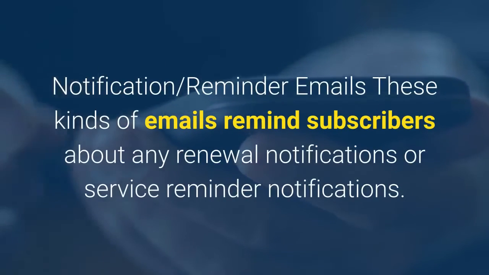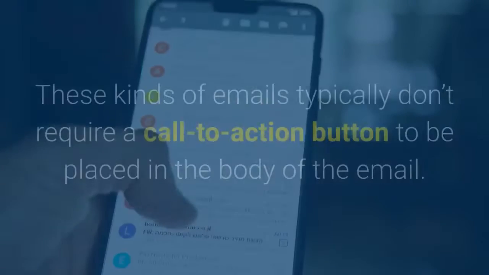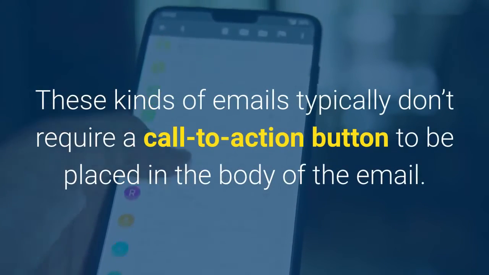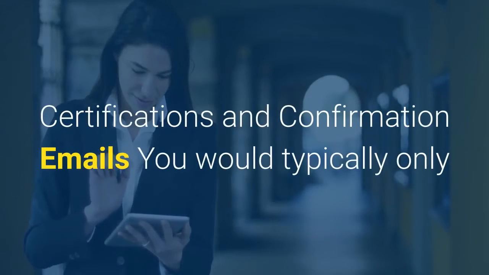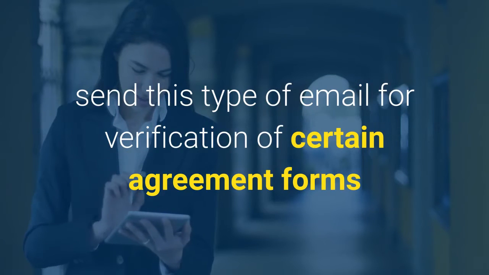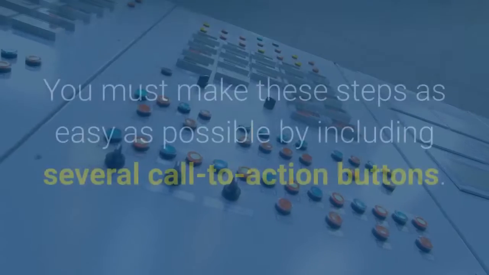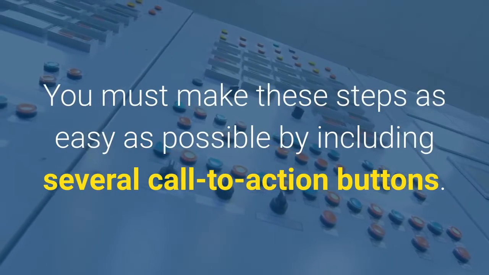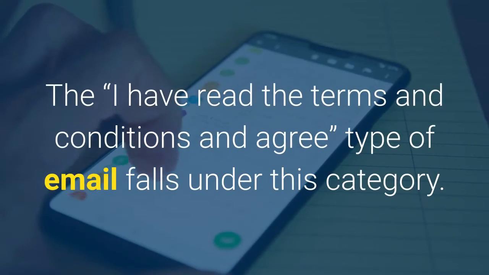Notification, reminder emails. These kinds of emails remind subscribers about any renewal notifications or service reminder notifications. These kinds of emails typically don't require a call to action button to be placed in the body of the email. Certifications and confirmation emails. You would typically only send this type of email for verification of certain agreement forms and certifications, which requires step-by-step tasks. You must make these steps as easy as possible by including several call to action buttons. The "I have read the terms and conditions and agree" type of email falls under this category.